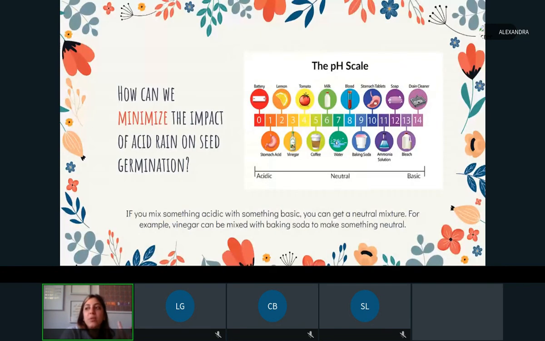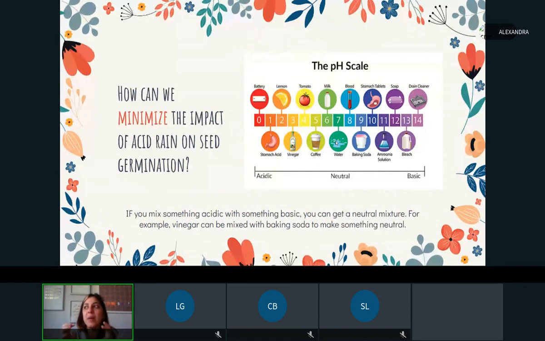So the question that we're really going to be asking is, how can we minimize the impact of acid rain on seed germination? And when we talk about minimizing the impact of acid, we have to understand a little bit about acids and bases. Now, we usually think of the pH scale, which we've talked about in biology throughout the year. The pH scale is how we determine how acidic something is, how reactive it is, and how basic it is.